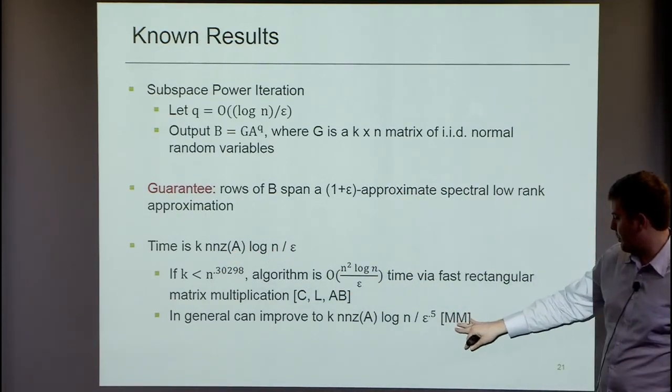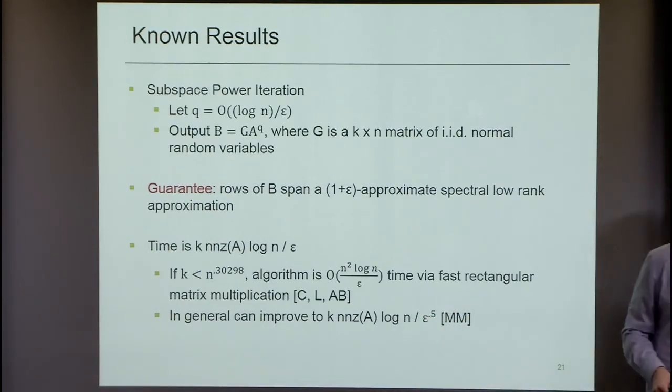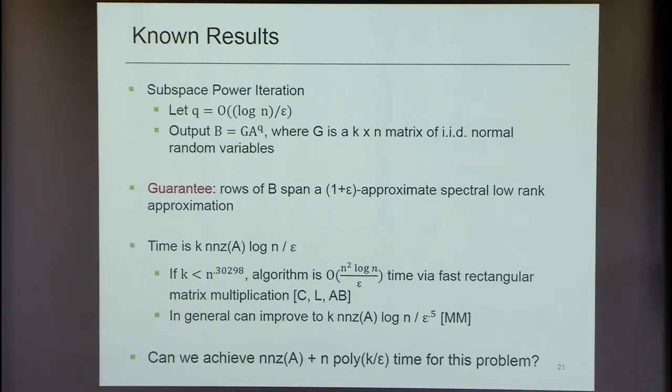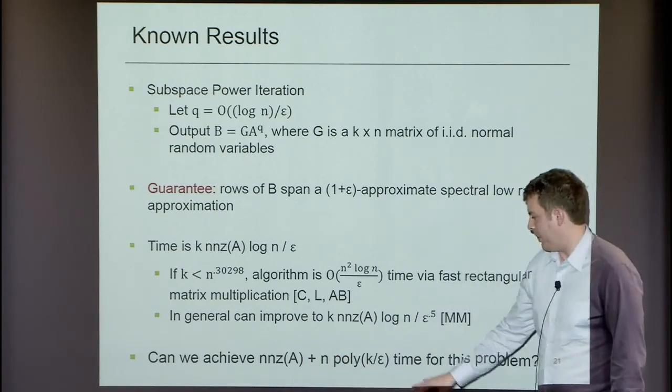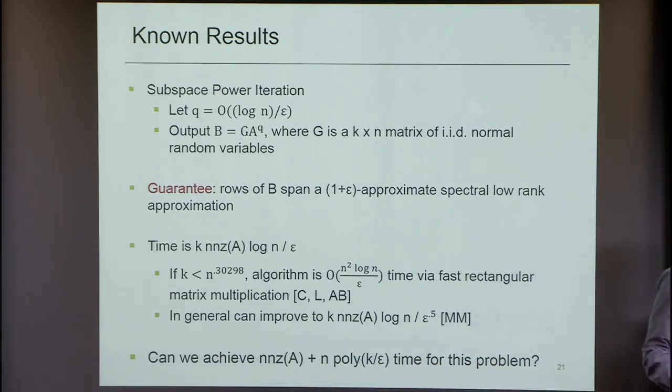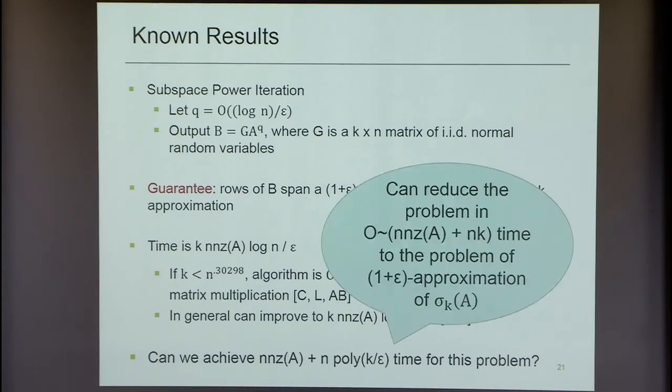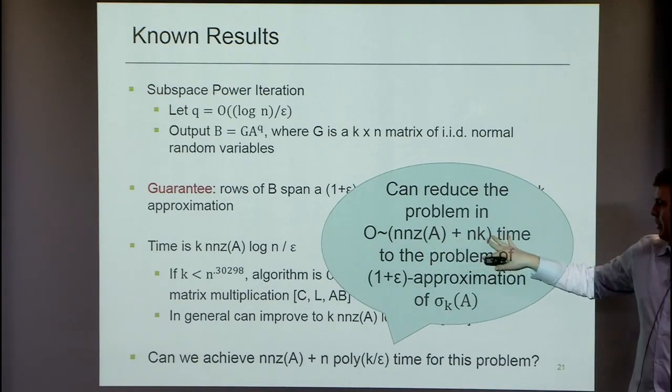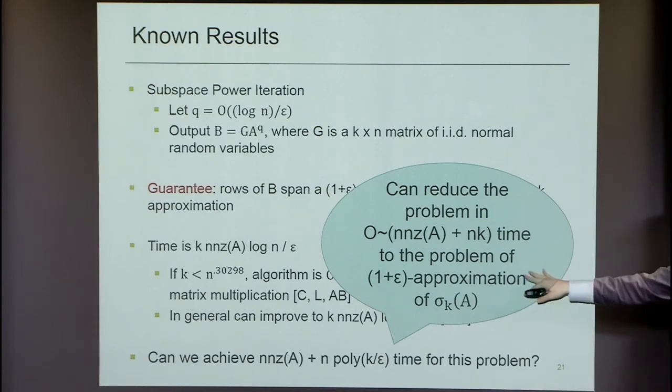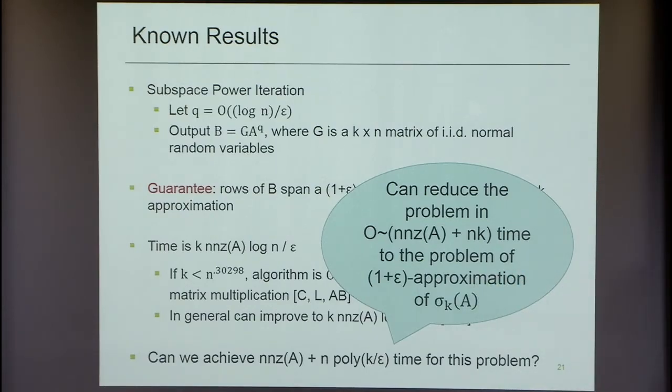There was very nice work by Musco and Musco, which improved the epsilon dependence to root epsilon. But in general, the question is, can we achieve input sparsity time plus n times poly k over epsilon for this problem, like we could for the other low-rank problems? And I should mention there is a reduction. You can reduce this problem in nnz of A plus nk time to the problem of approximating the kth singular value of a matrix. How hard is that problem? Should that be a canonical problem?